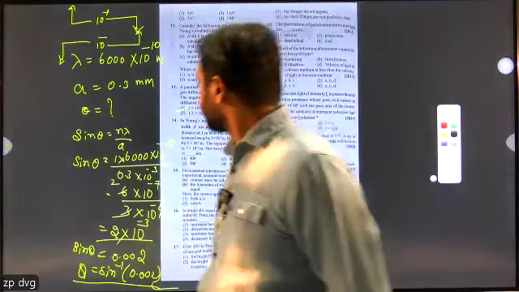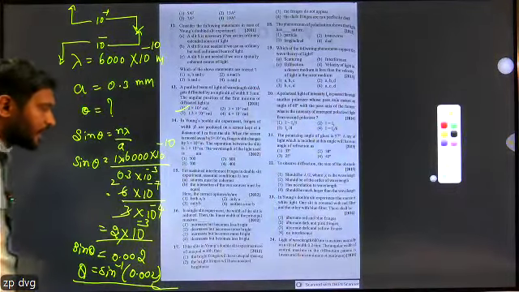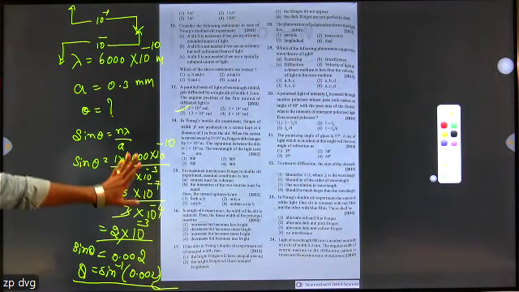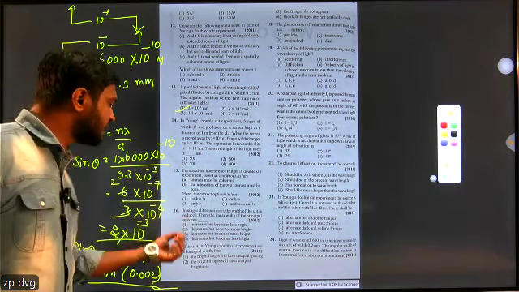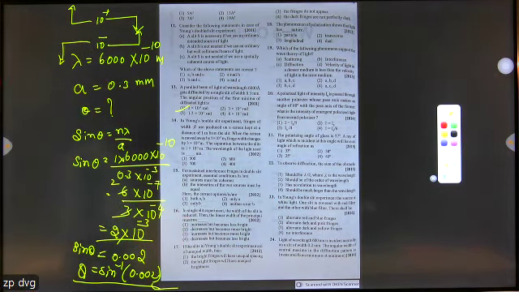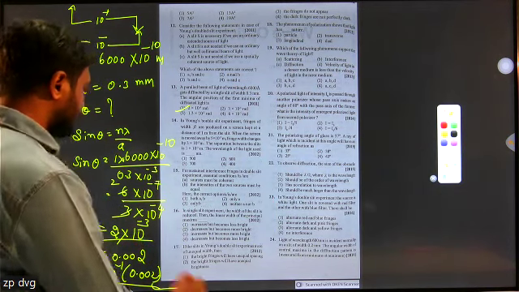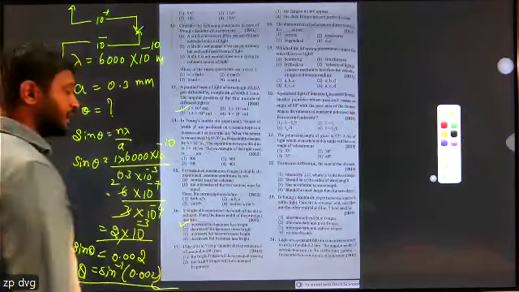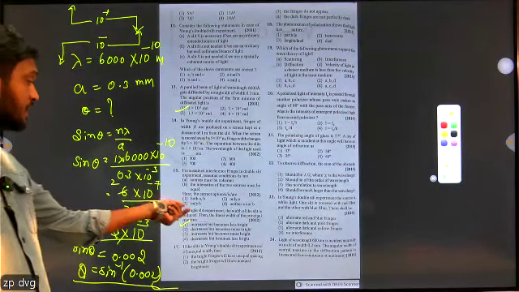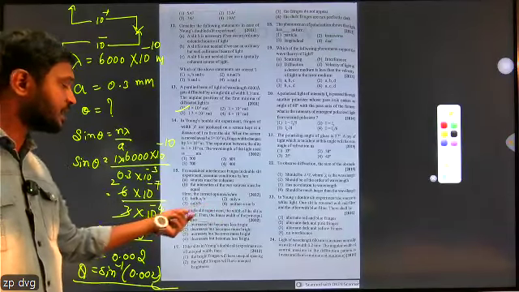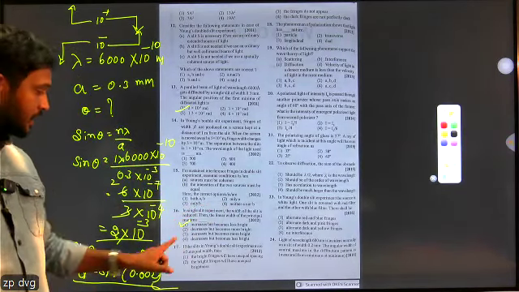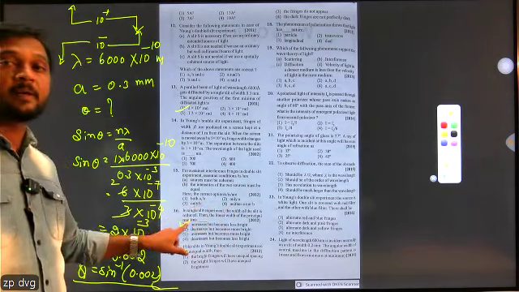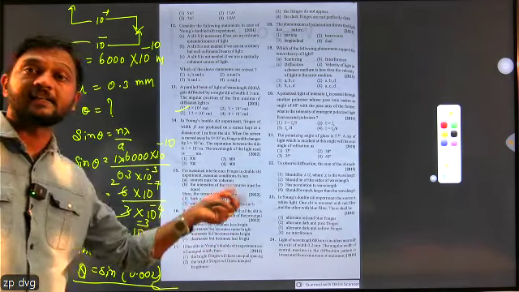Clear? OK, next one. Question number 10 completed and 14 completed, 15 completed and 16 completed. Sorry, 16. In single slit experiment, the width of the slit is reduced. Then the linear width of the principal maxima: option 1, increases but becomes less bright. See, in single slit experiment, the width of the slit is reduced. If we reduce the slit width, brightness decreases. That is, the linear width of the principal maxima increases but becomes less bright.